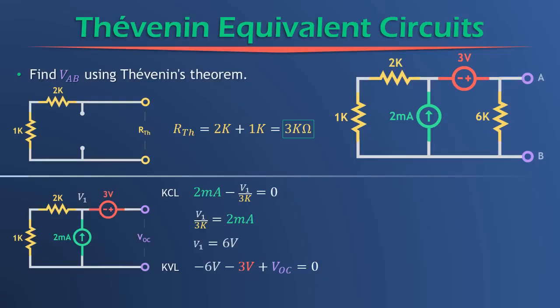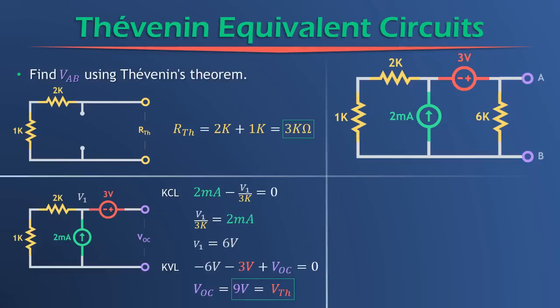And then you get a negative 3 volts going through the voltage source here. And then you get a positive VOC going through the voltage source, and then you've returned back to where you started. So that's how we get that KVL. And then you can simplify and add, and you get that V Thevenin, which is the same thing as VOC, equals 9 volts. But we're not done, because we just found VOC, or V Thevenin, and we found R Thevenin, but now we need to find VAB, which is the voltage across this 6K resistor right here.